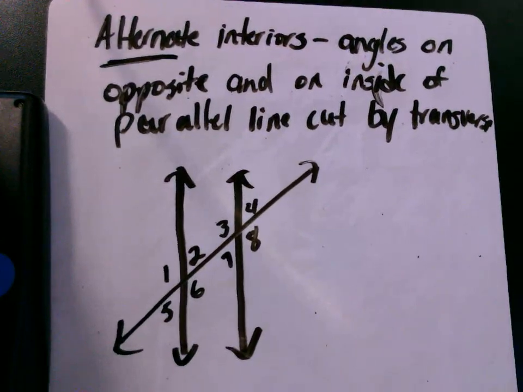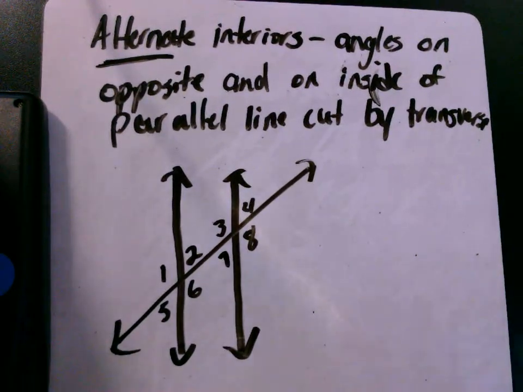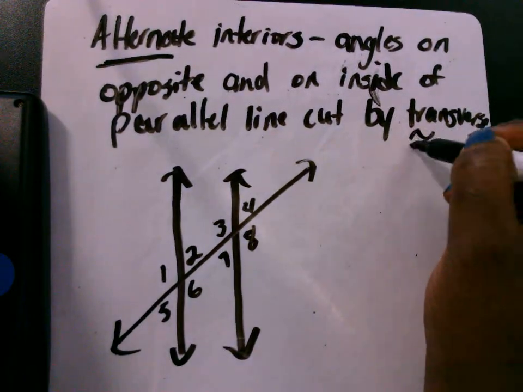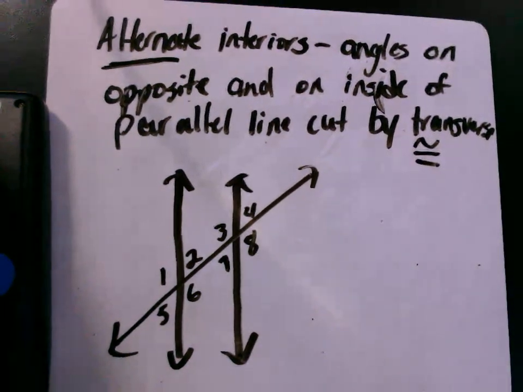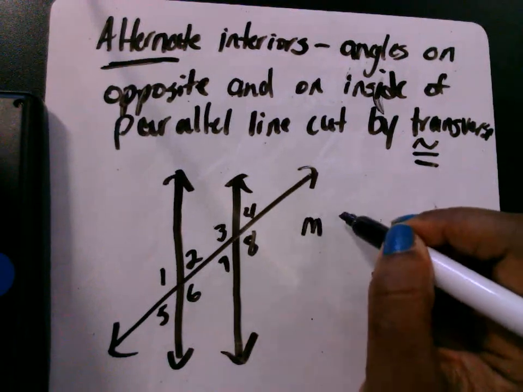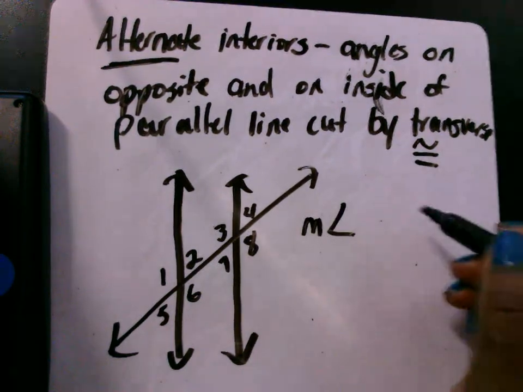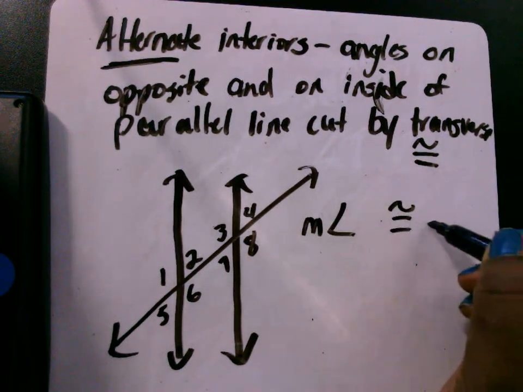Which are a pair of the, and remember, they are congruent. So we put the congruent symbol because they are congruent. There are two pairs of them. What's one of the pairs of alternate interior angles? And remember, they're congruent.